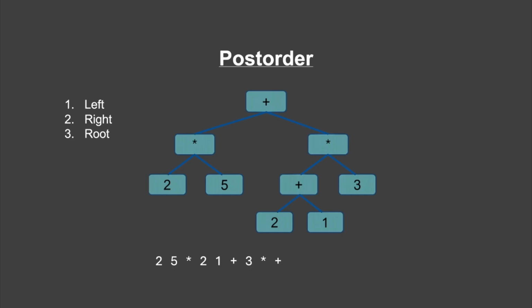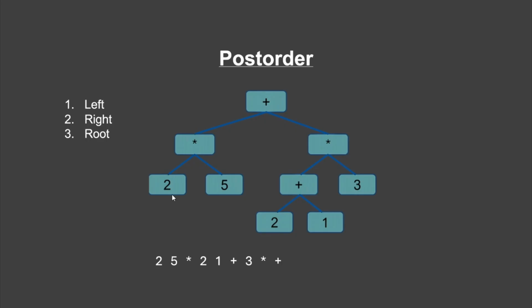And the last one is post-order traversal. You can probably guess the rule: left, right, root. We traverse both children subtrees completely before finally visiting the root node itself. This produces postfix or reverse Polish notation, which is famous for being used in some old calculators.